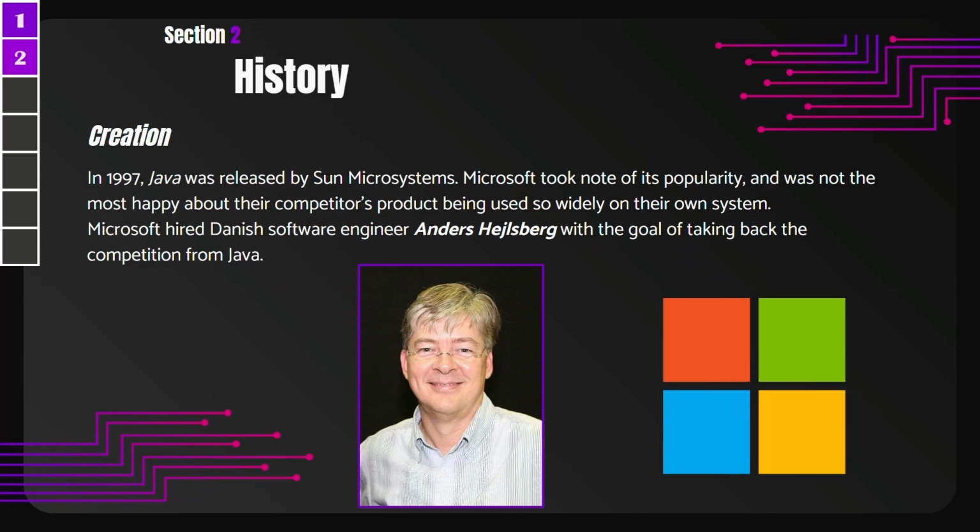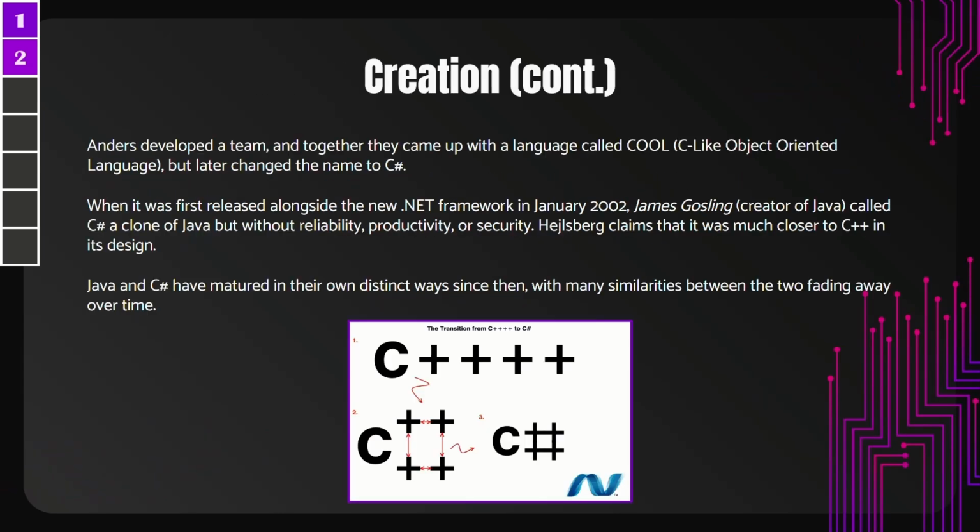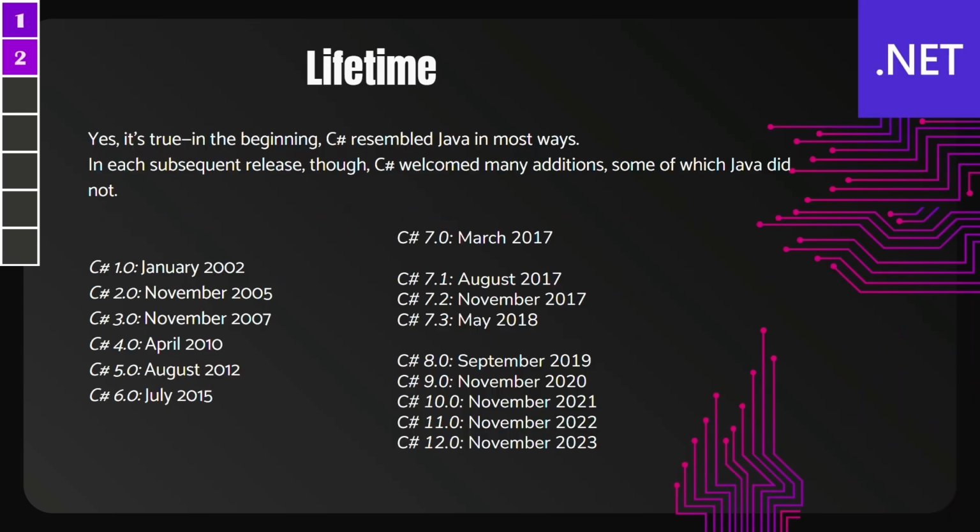C Sharp was originally created because Microsoft was jealous of the release of Java by Sun Microsystems. So they hired a Danish software engineer called Anders Hejlsberg with the goal of taking back the competition from Java. At first they were going to call the language Cool, standing for C-like Object-Oriented Language, but they later changed it to C Sharp because C++ was already object-oriented at the time. C Sharp is actually just based off of C++ with another C++, as you can see in the diagram below. Pretty cool. C Sharp and Java at first did resemble each other in a lot of ways, but over time they have grown more unique as they both developed.